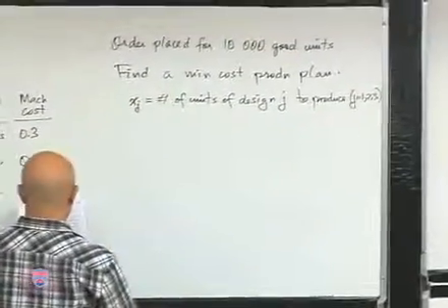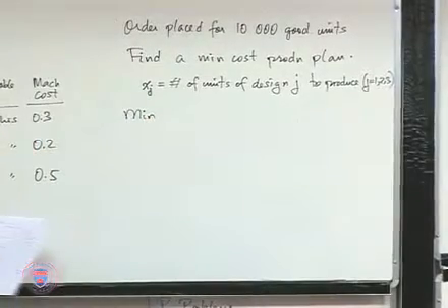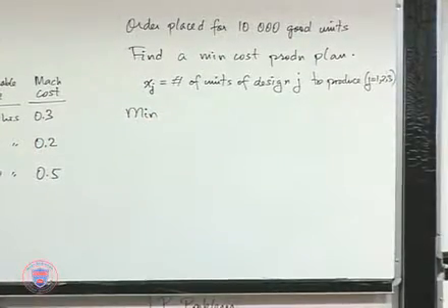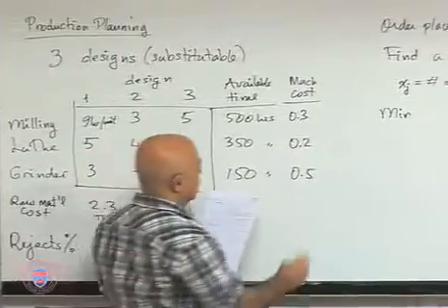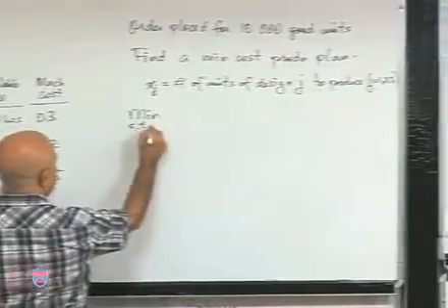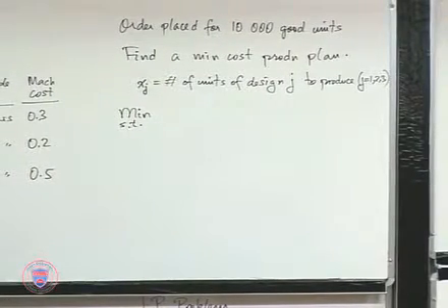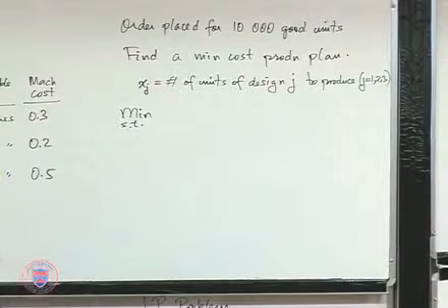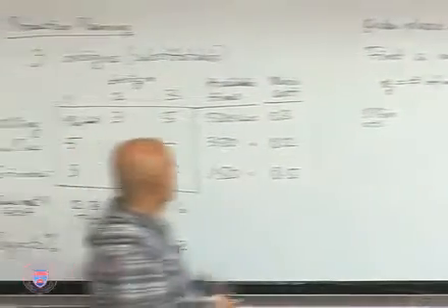All right, so in this case, I'm going to minimize something which is the cost of the production plan, subject to a number of constraints. What are the constraints that you can think of? Anybody? Availability. So you've got 3 constraints right there. So let's write them down.